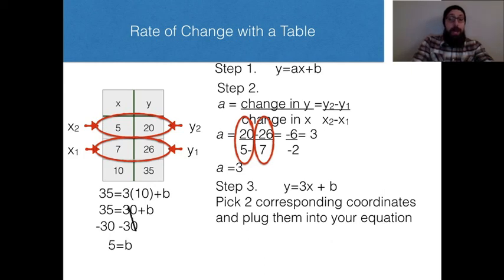And again, now we can put this all together into our rule, and we end up with y is equal to 3x plus 5. We're going to go do some examples now, all right?